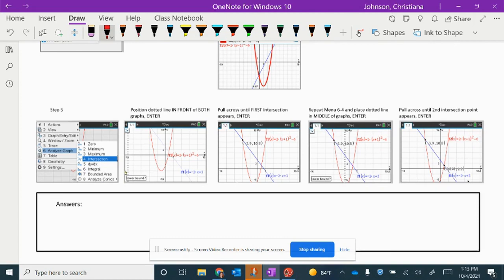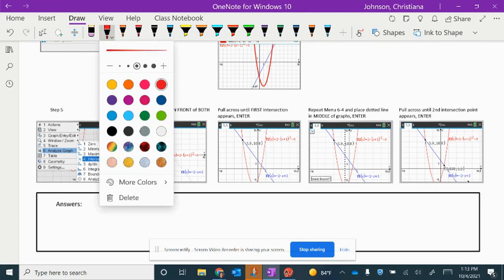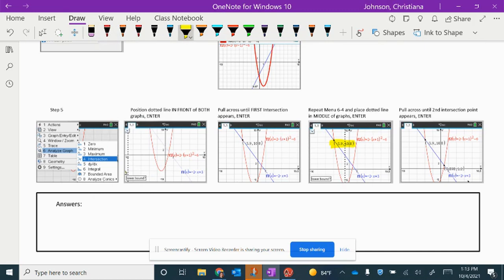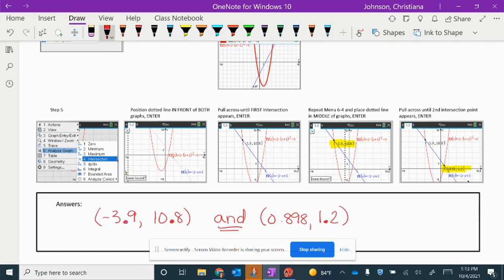So our answer is the entire point. So the entire thing, everything that we have gotten on our graph for both points is our answer. So we need to write our answers in point form, negative 3.9 comma 10.8 and 0.898 comma 1.2. So the entire point is part of the answer, not just the x in this case. Because what happens is we're looking for where the graphs cross, the actual position where they cross.